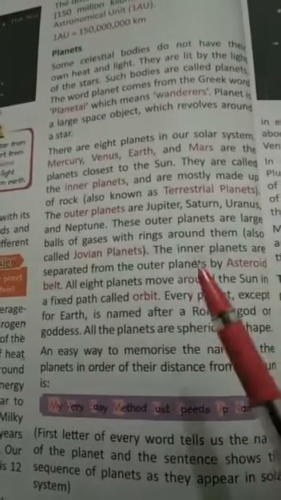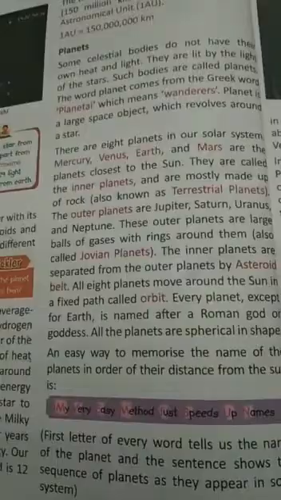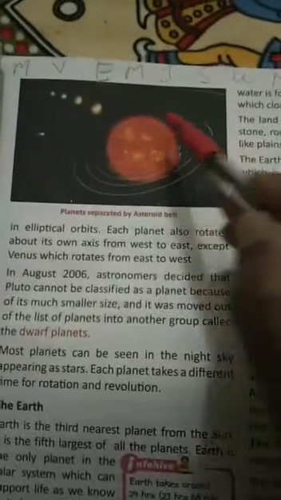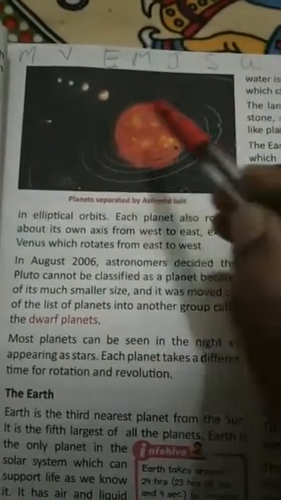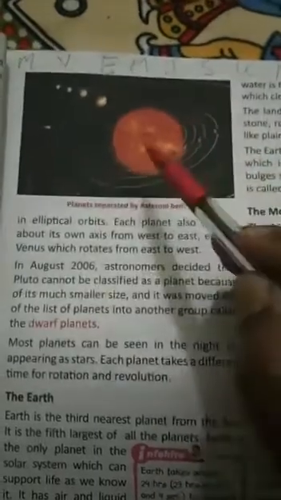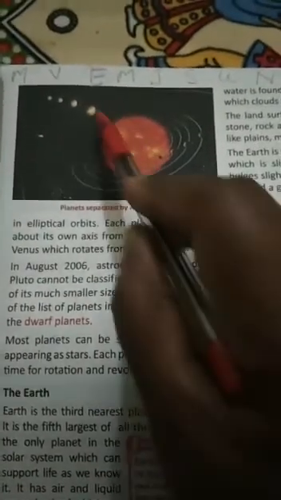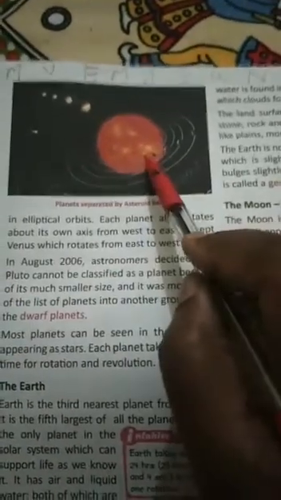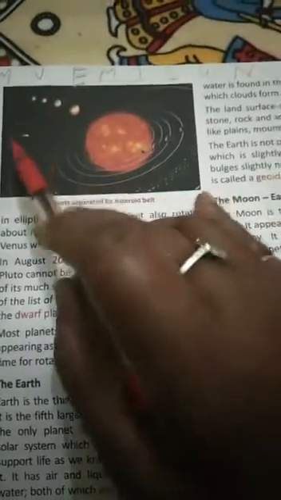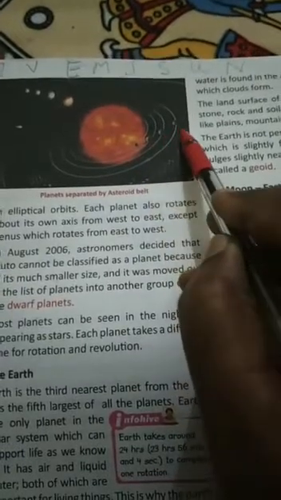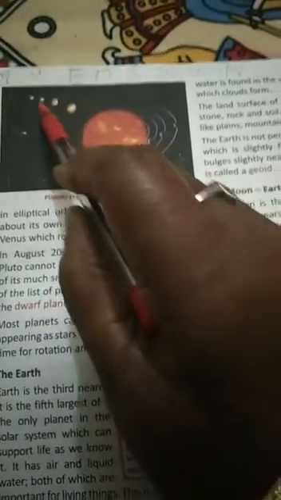Now the most important thing is that all these planets, they move round their fixed path. This is the fixed path or the orbit. They all move on this fixed path, and none of these planets have any light of their own. They reflect the light of the sun. This is the sun. All these planets, they reflect the light of the sun. You see here, these are planets: Mercury, Venus, Earth, Mars, Jupiter, Saturn, Uranus, Neptune.